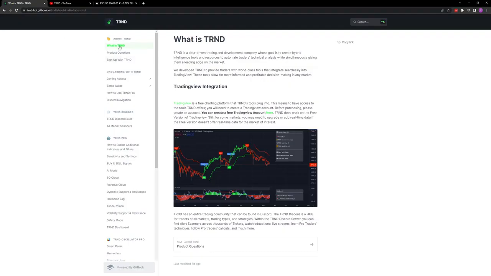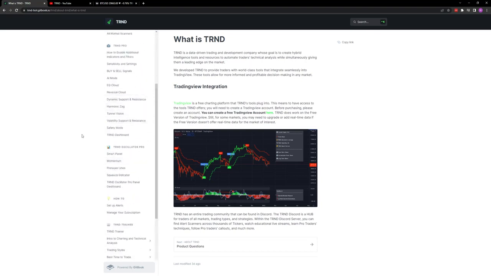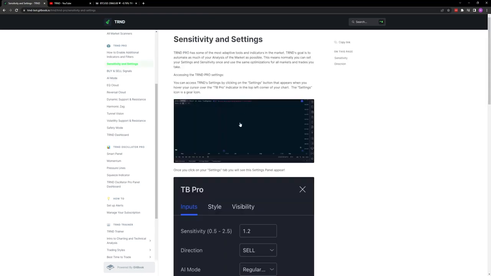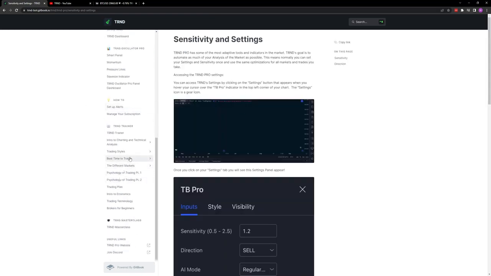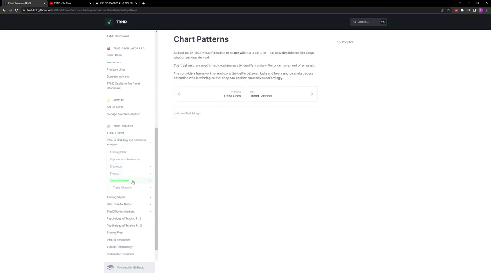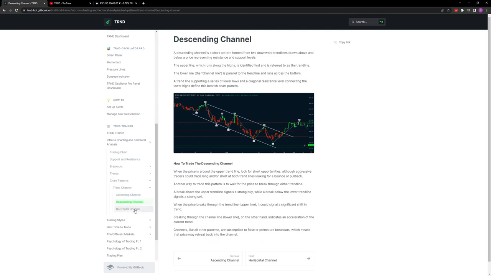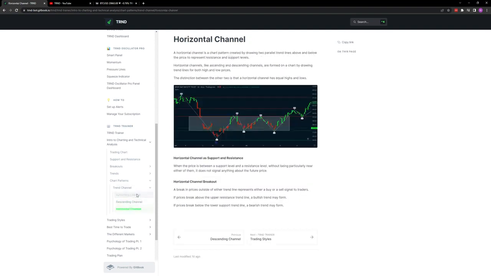In our trend FAQ, which is available to anyone, you can go down here. We have our trend trainer, and we also have everything about our other indicators written in format here. If we go down here, we can go to the charting technical analysis. We're always adding more to this. Go to our chart patterns, and we have our ascending, descending, and horizontal channel that we've been talking about.